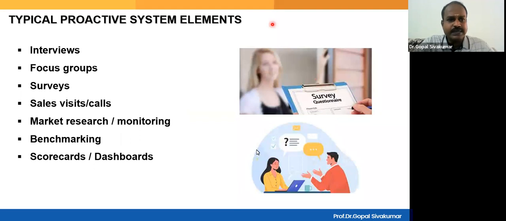These are the typical proactive system elements: conducting interviews with your customer, focus group discussions, and surveys, conducting a survey even before launching the product or right after launching it. And sales visit interactions the sales managers or executives have with your customers, telephonic discussions with your sales executives, market research and monitoring market conditions, benchmarking, studying how your competitors and some of the best brands are doing, and the business scorecards, department scorecards, and business dashboards. All of them can be considered sources of voice of customer. If you refer to them in a proactive manner, they are called proactive sources.